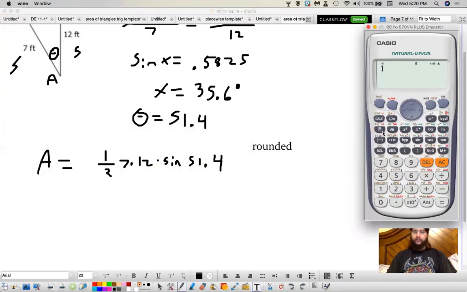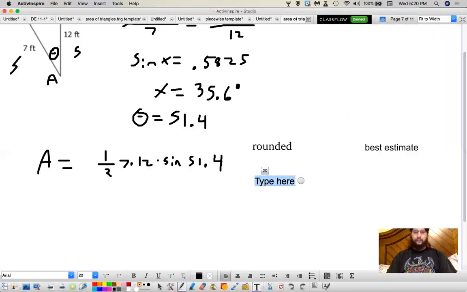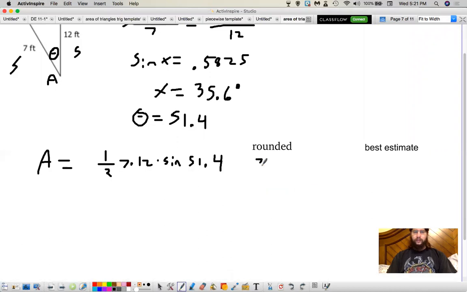So 1/2 times 7 times 12 times sine. I get the rounded answer first. I'm going to type in the 51.4. Let's see what happens. And I get 32.8. 32.8 square feet.